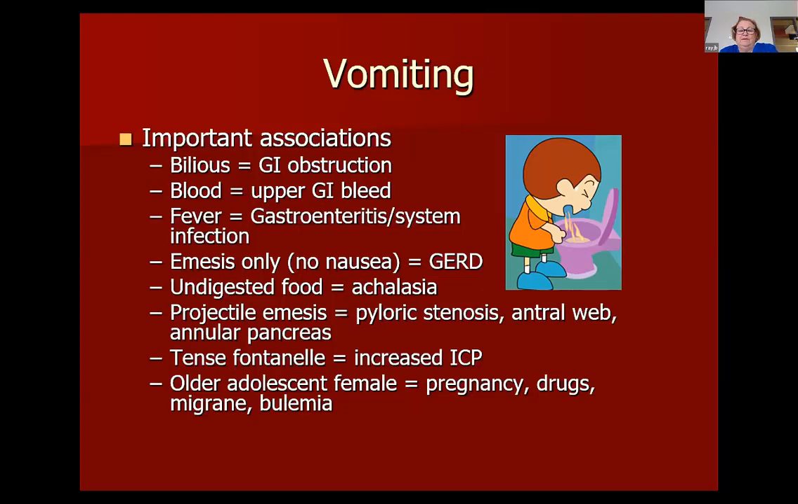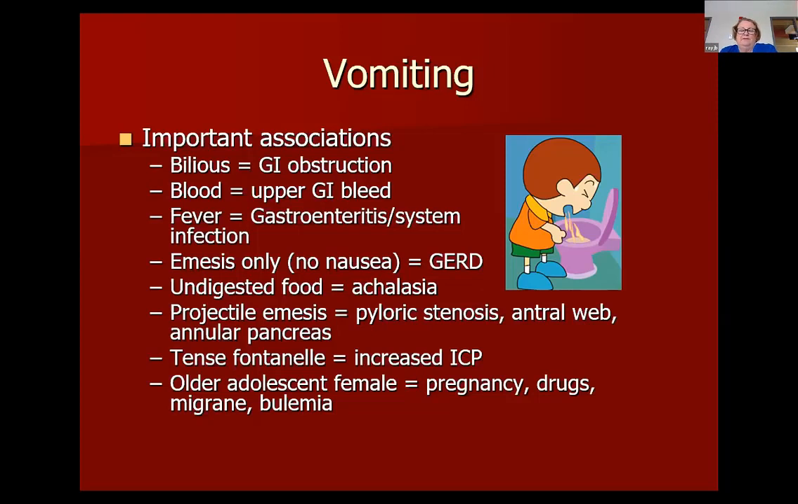An antral web is an unusual situation, but basically a web around the stomach, which just encircles it and will cause it to really enclose it and make them vomit.